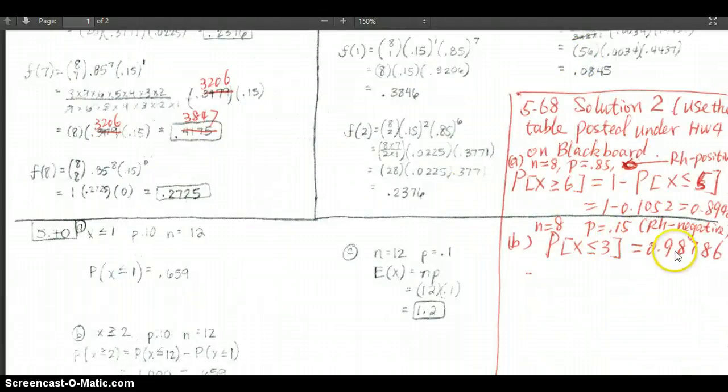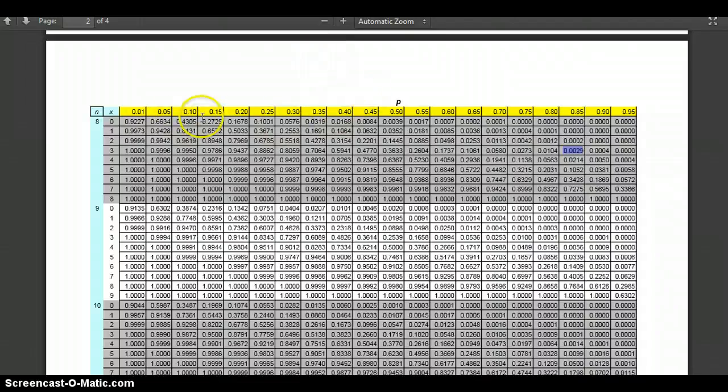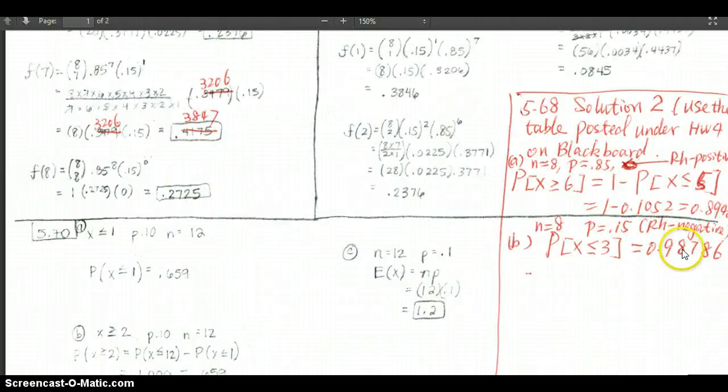Oh, it looks like I made a mistake right here. It's at most 3, I'm sorry. I shouldn't look at the 0.85, because this time we should use 0.15. So look at the table again. 0.15 is this column right here. So x equals 3, and it's 0.9786. Okay, so that's how we got the answer.